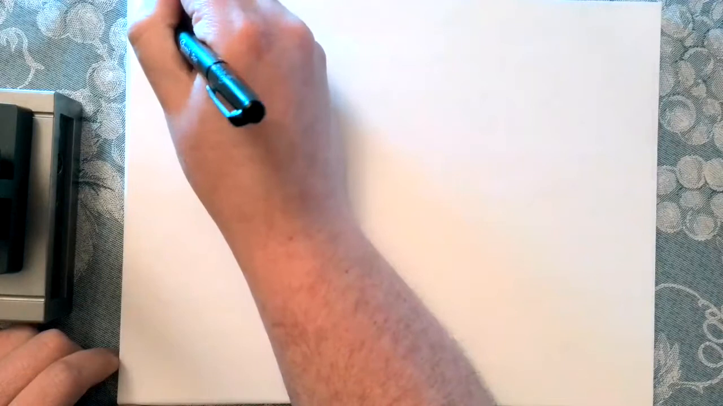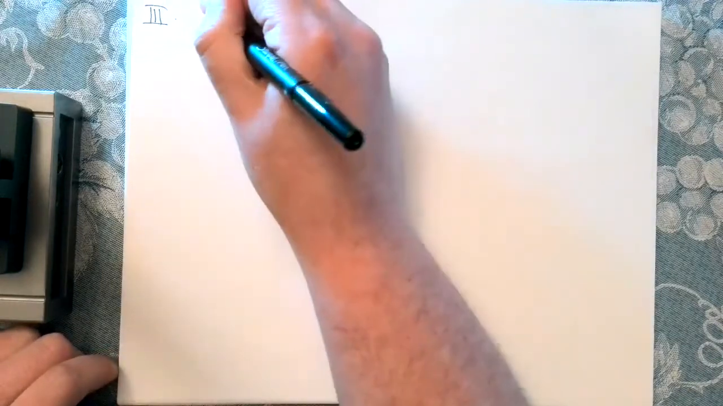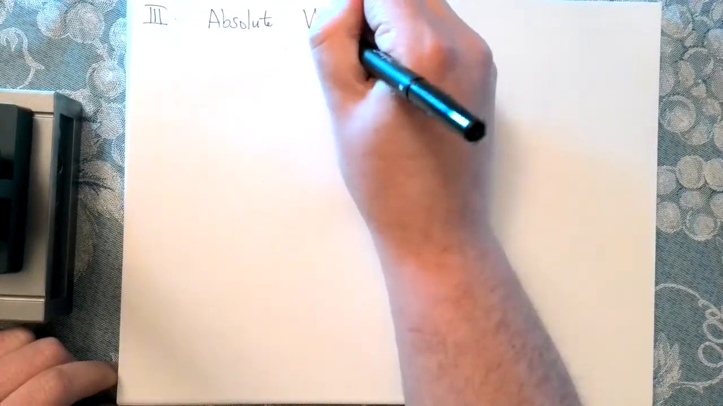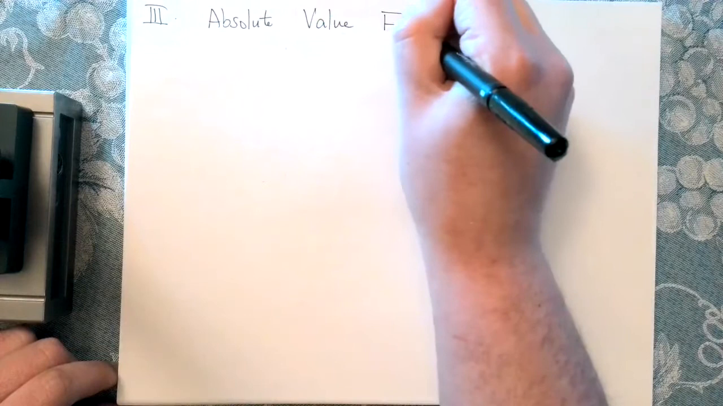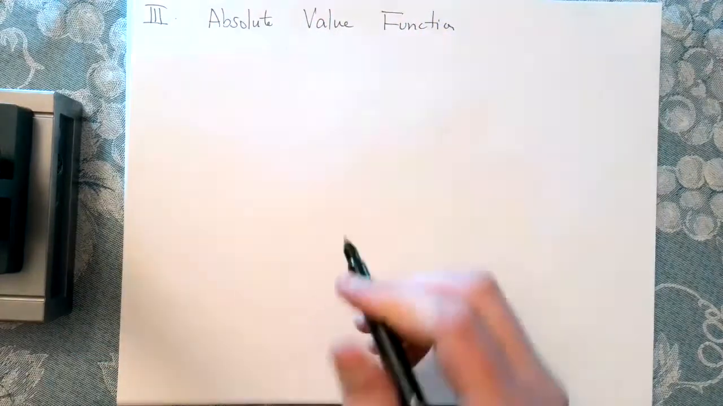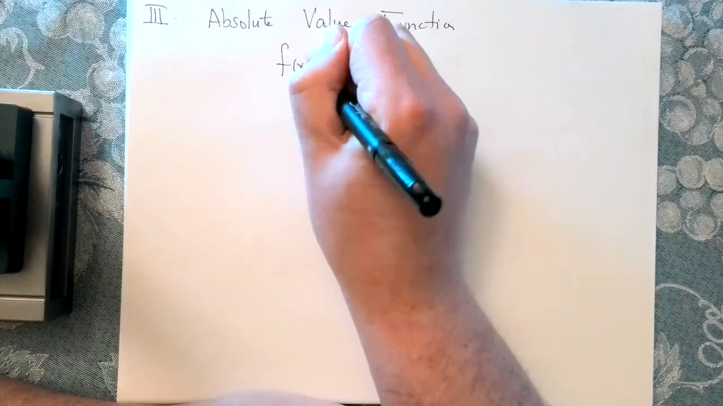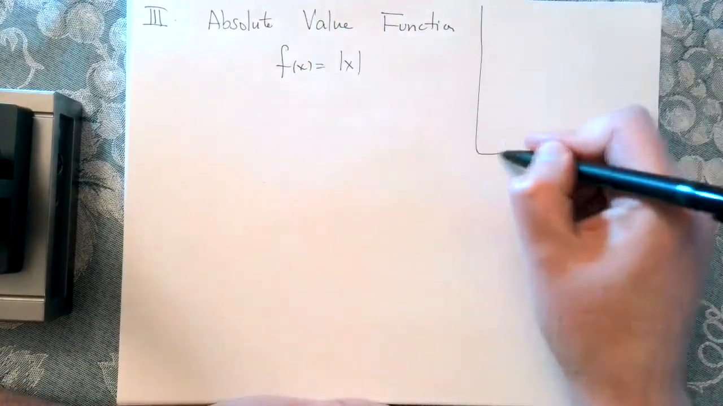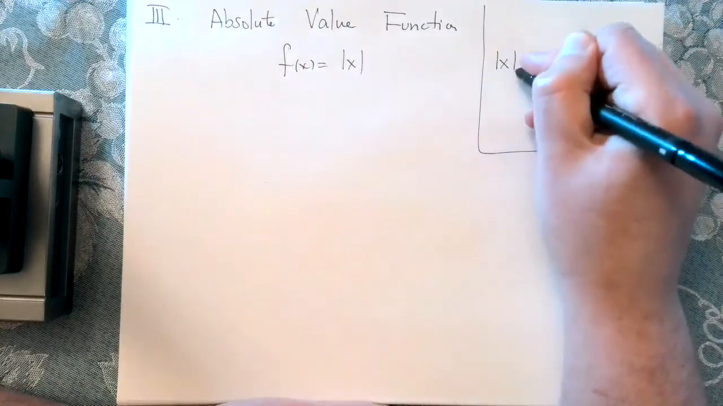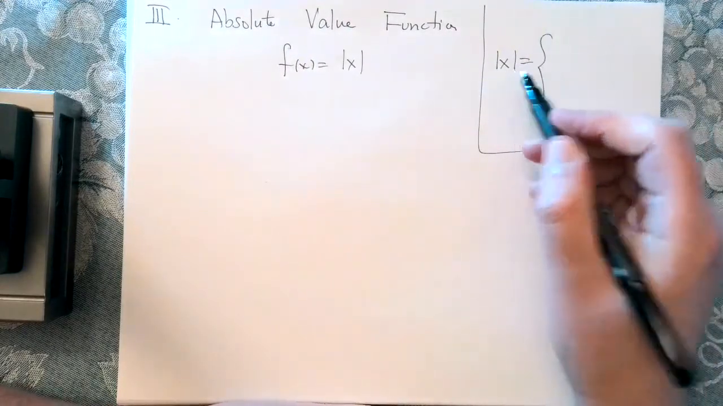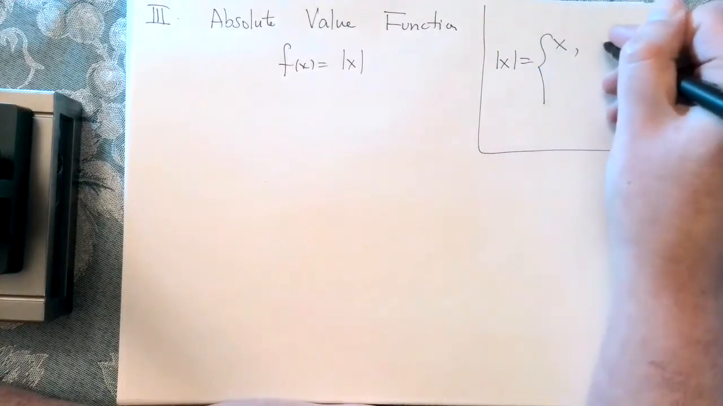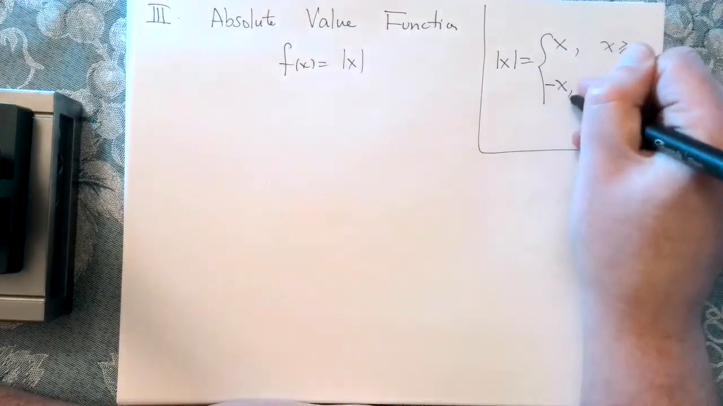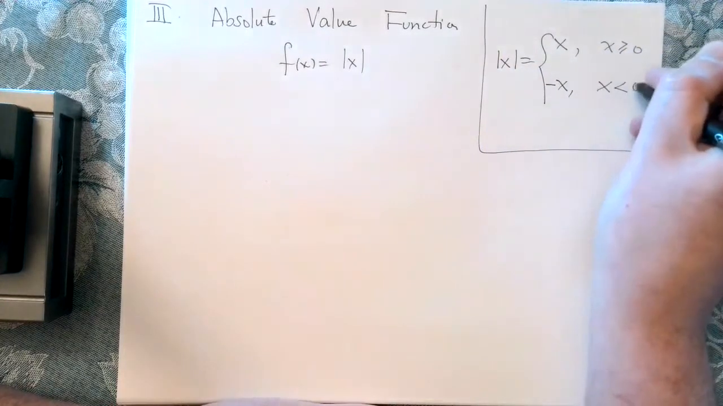Okay, so next let's talk about the absolute value function. Very, very important function. And so this is f of x equals the absolute value of x. And I want you to recall the definition of the absolute value. That's important to know. The absolute value of x is equal to x exactly when x is non-negative, and the absolute value of x is equal to minus x for values of x that are negative.